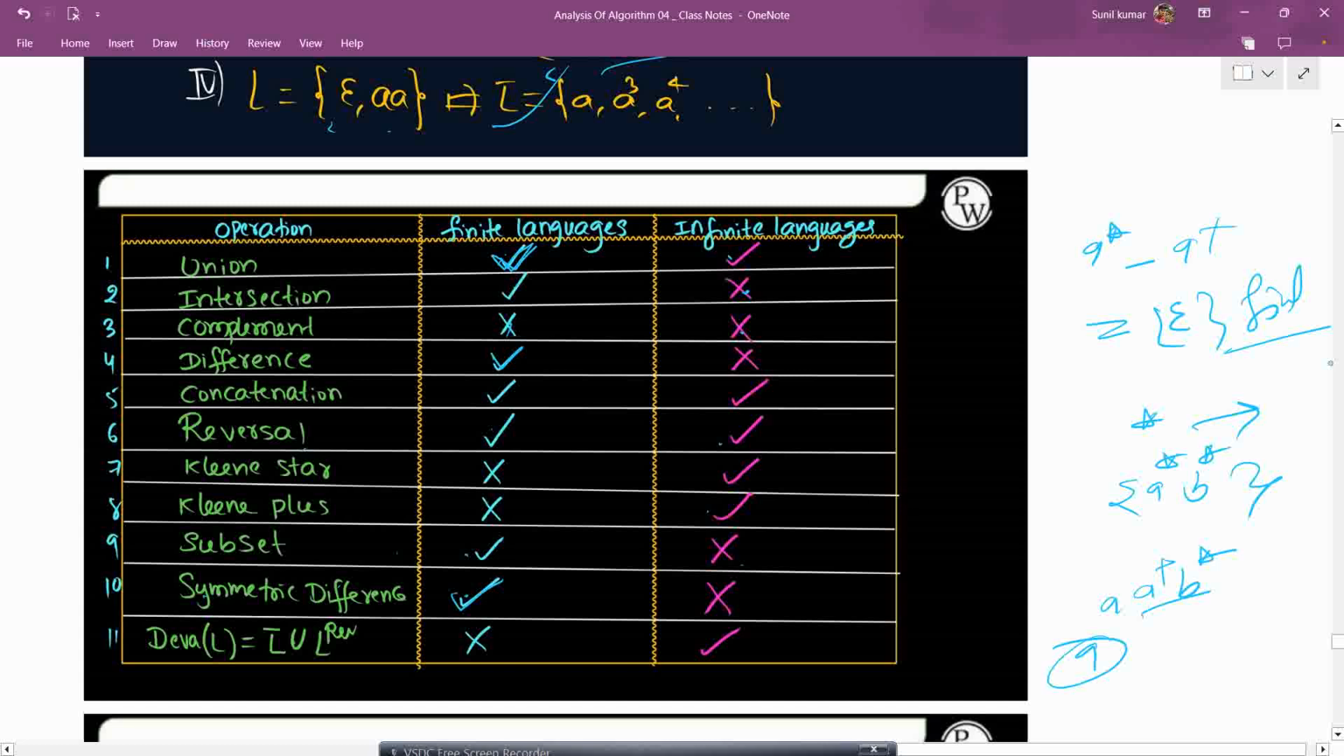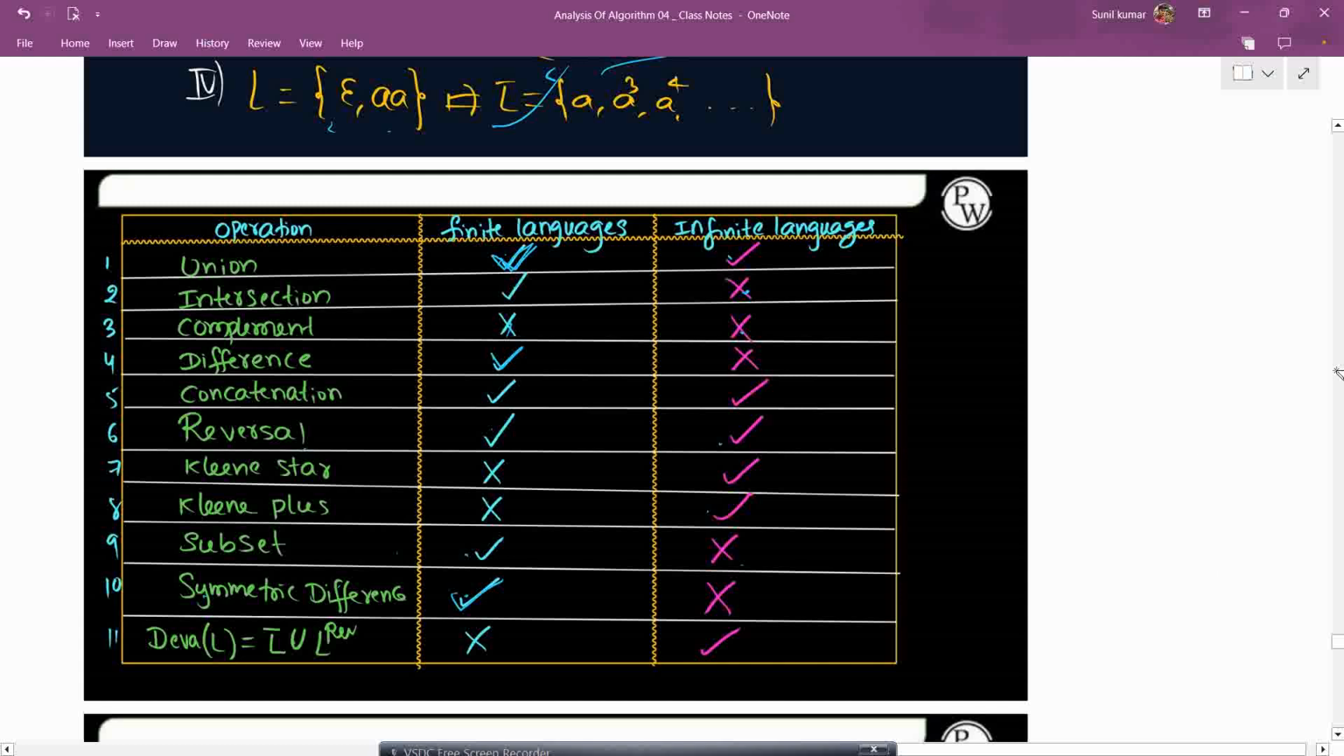Let's look at L complement union L reverse. Let's say AB. This is the thing only. So the complement of A is A star B star minus AB, right? Reverse BA, reverse B star A star is not finite.